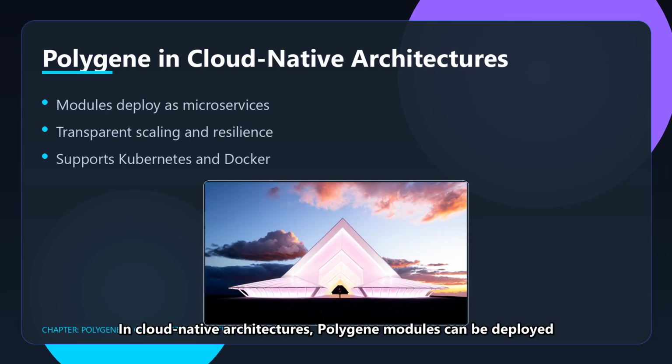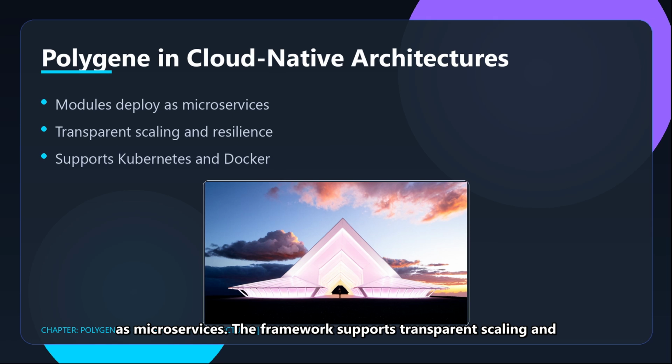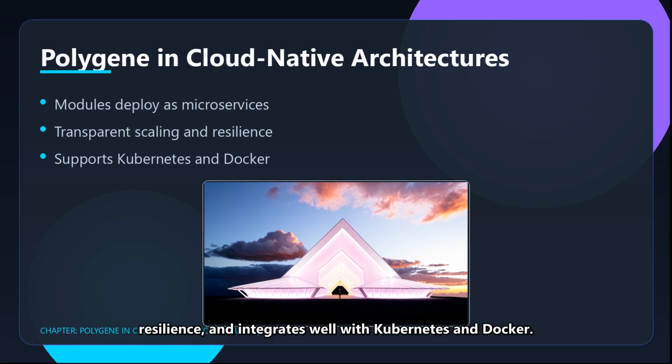In cloud-native architectures, Polygene modules can be deployed as microservices. The framework supports transparent scaling and resilience, and integrates well with Kubernetes and Docker.